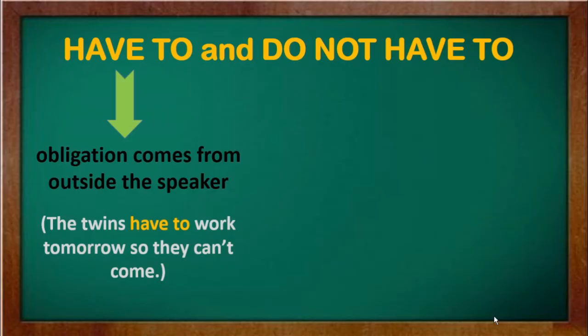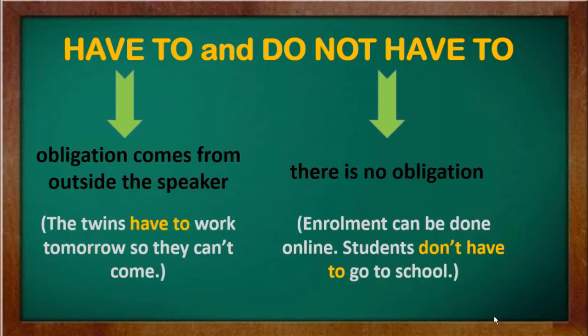On the other hand, we use don't have to show that there is no obligation. Example, enrollment can be done online. Students don't have to go to school. This means that you can do something if you want to, but it's not compulsory.